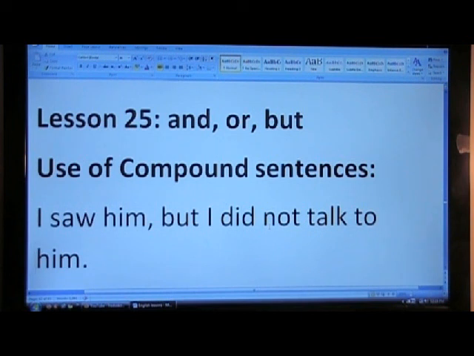Lesson 25. Use of and, or, but, and use of compound sentences. The sentence becomes a compound sentence when it is connected by words such as and, or, but, both of them can stay separately as one complete sentence. See, I saw him is one complete sentence. I did not talk to him is one complete sentence. But we connected it with a comma and a but. I saw him, but I did not talk to him.